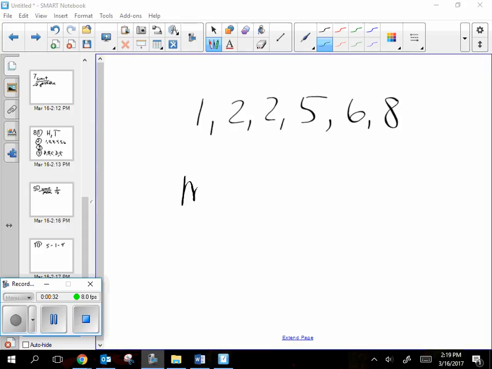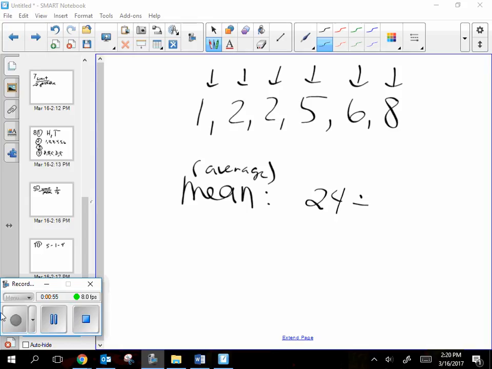The mean, you'd add them all up, because mean really means average. You add them all up, those 6 numbers, and then you would divide by 6. I'm going to pause for a second while I do that with my calculator. Okay, they added up to 24, and then I have to divide by how many there are. There's 6 of them. So 24 divided by 6 gives me an answer of 4. So the mean of these numbers was 4.